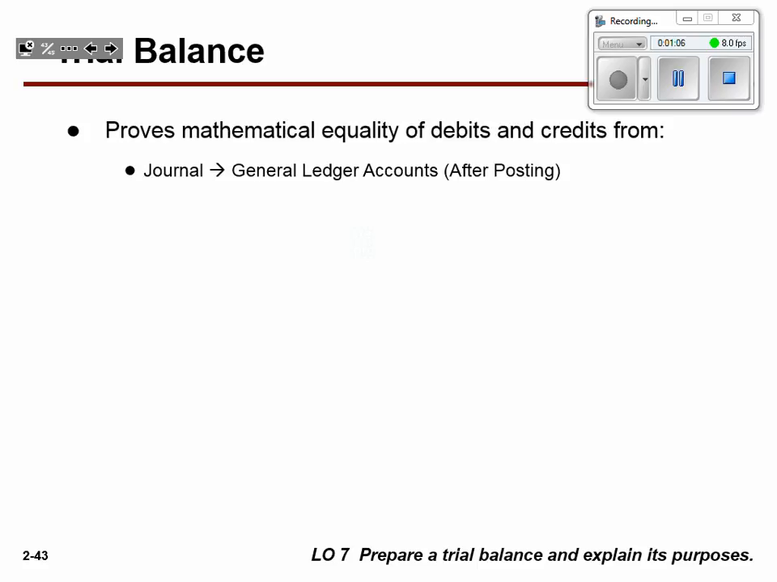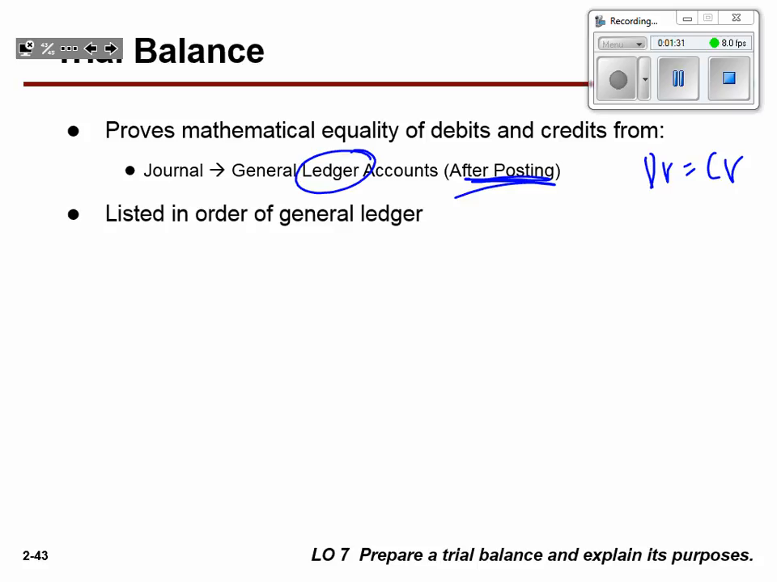A trial balance proves the mathematical equality of the debits and credits, taking what you did in the journal and what you posted in the general ledger. So it's simply just making sure your debits equal your credits, and it's from the ledger after you've done all of the posting, and it's typically done at the end of the fiscal period.